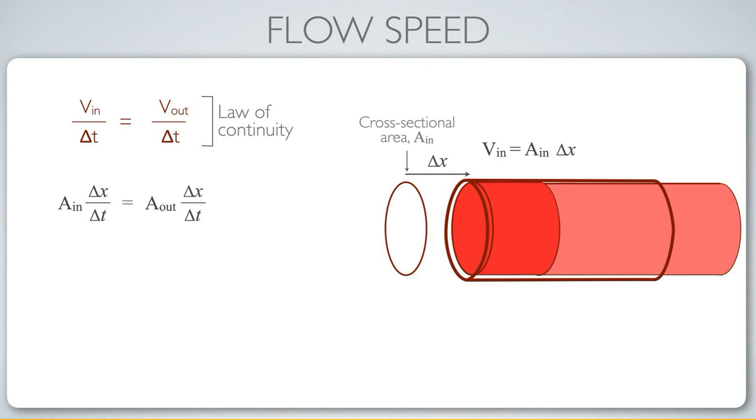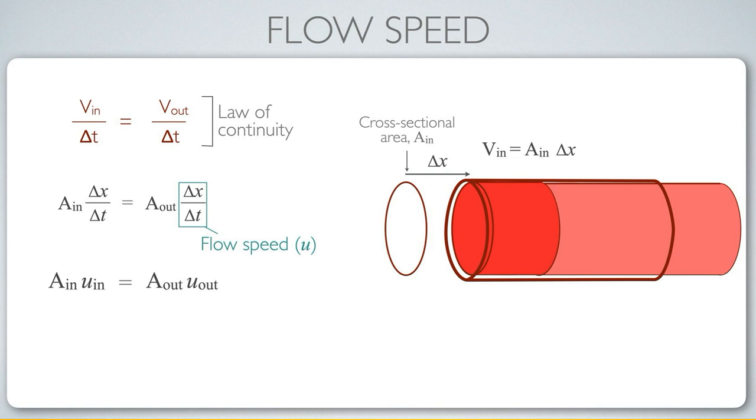We get the same for the output end of things. Of course, delta x over delta t is the flow speed. And so we can restate the law of continuity as the product of cross-sectional area and flow speed, both for the input and output ends.